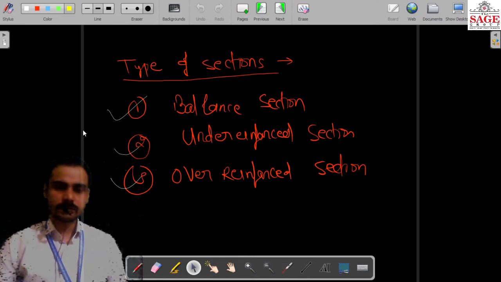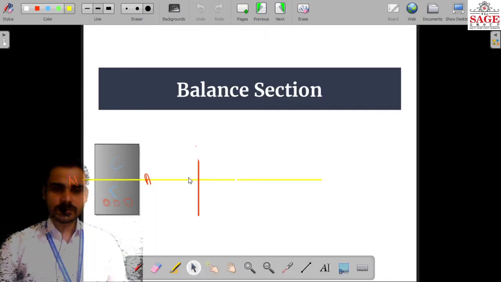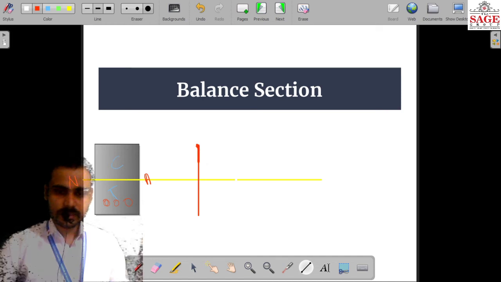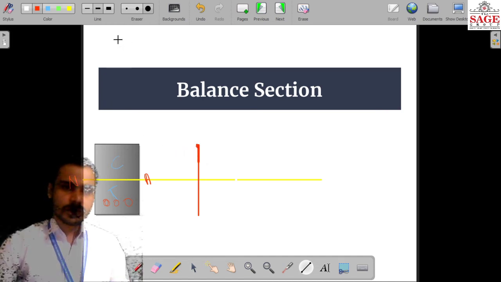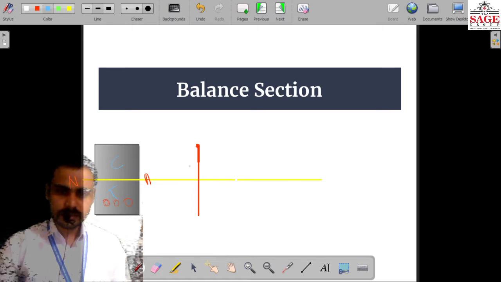Let's start with the first, the balanced section. The name itself indicates the meaning of that type of section. Balanced section means such an amount of steel is present in the section with the concrete that, if we apply load on that section, the strain will occur on the section, and the strain will be carried by the materials present. So the strain will be carried by concrete as well as steel.